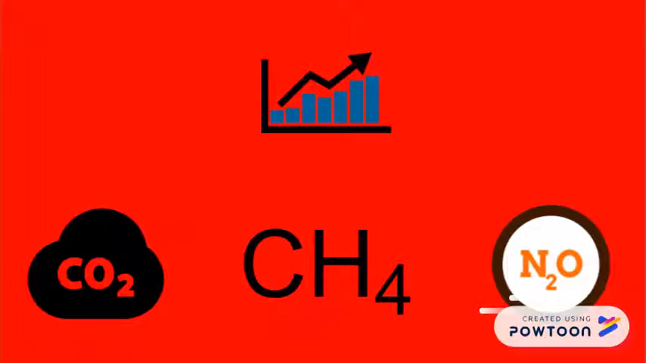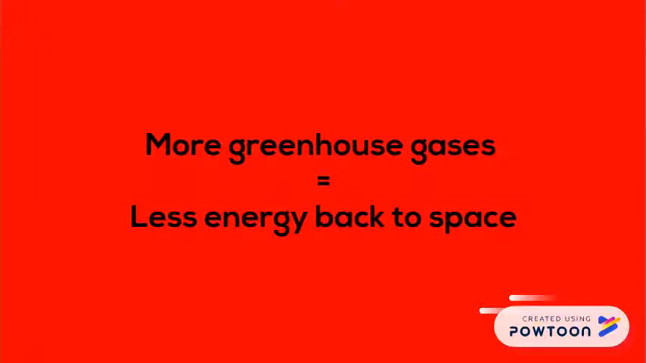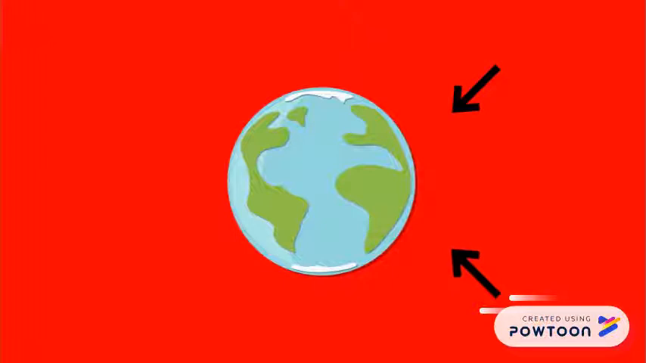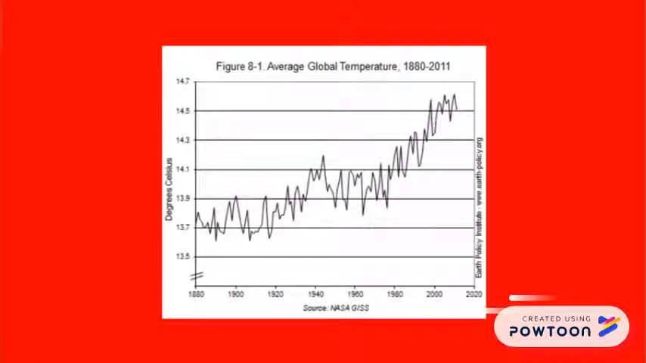The more greenhouse gas stuck in the atmosphere, the less of the sun's energy is reflected back to space. This causes more heat to be re-radiated back onto Earth, which in turn increases Earth's overall temperature. Earth's temperature rising has had many consequences.